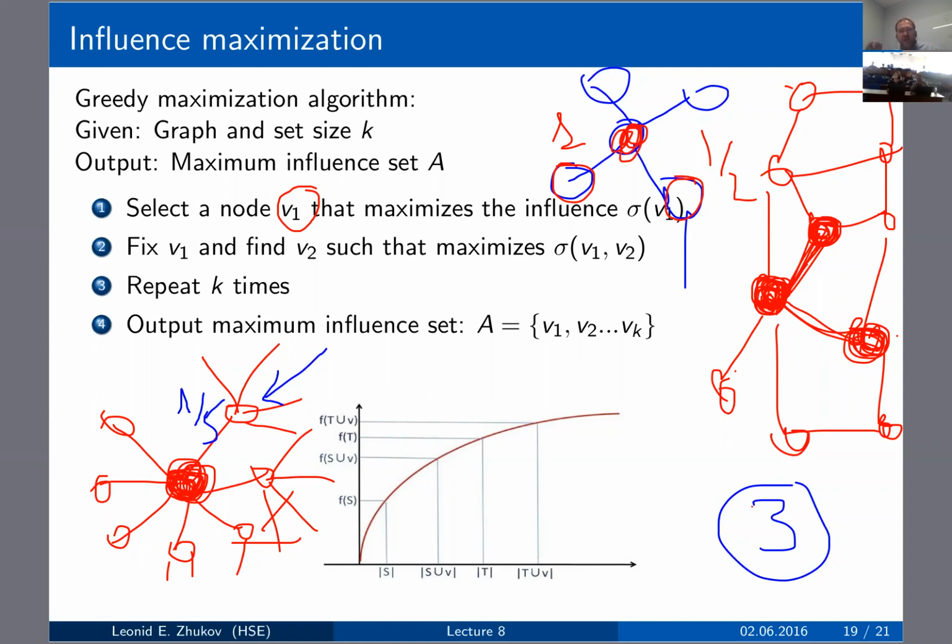And that's why this is a computational problem. It's very hard to just guess which are the right nodes. But if you use this algorithm and go through it, it actually finds the right answer.